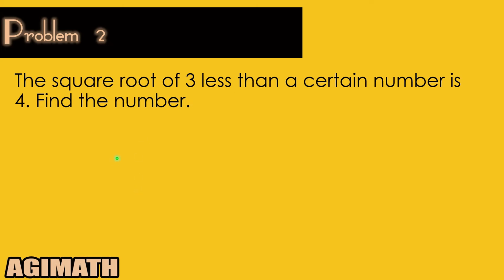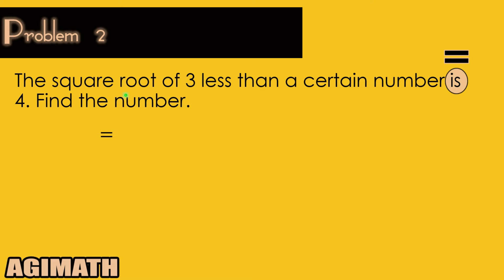So let us start. When you have the word is, it signifies the equal sign. So we already have the idea where the equal sign is located. It's in between these phrases: the square root of 3 less than a certain number, and 4. Now, we have the equal sign.